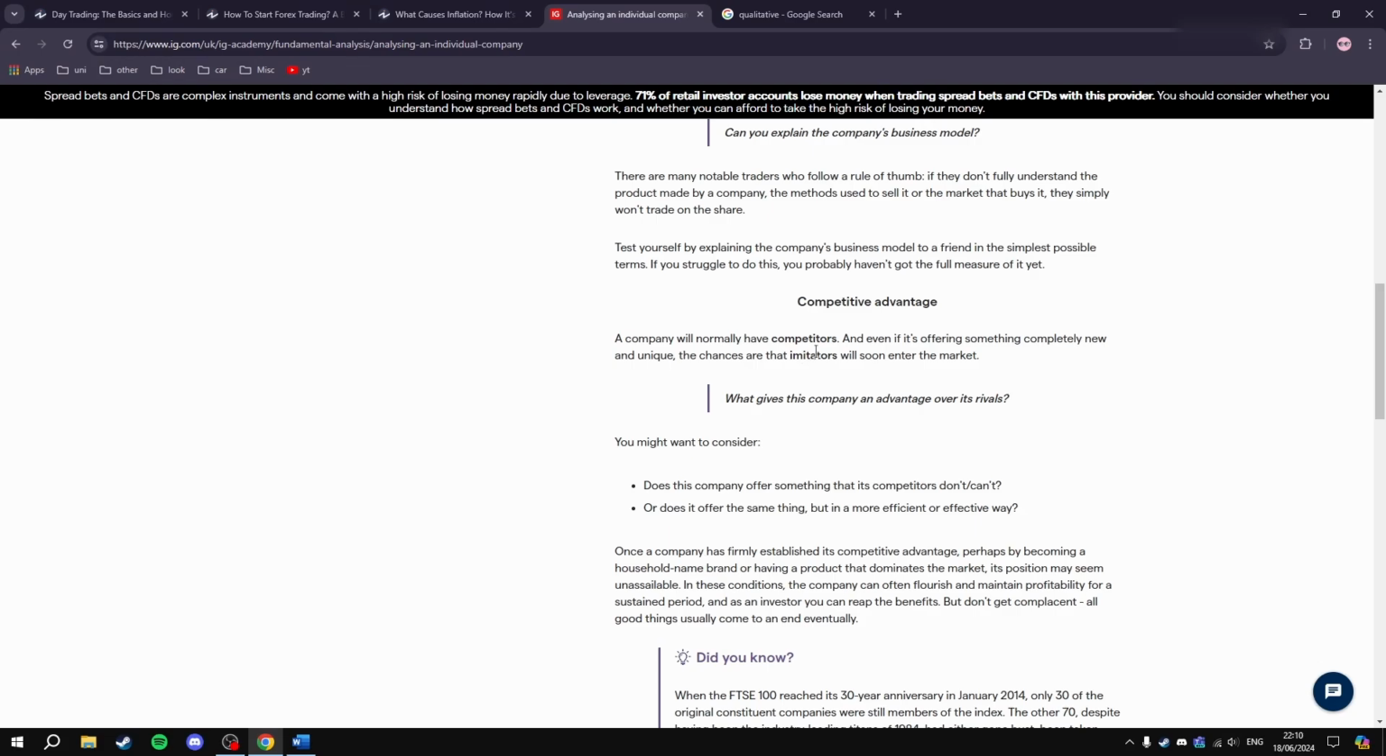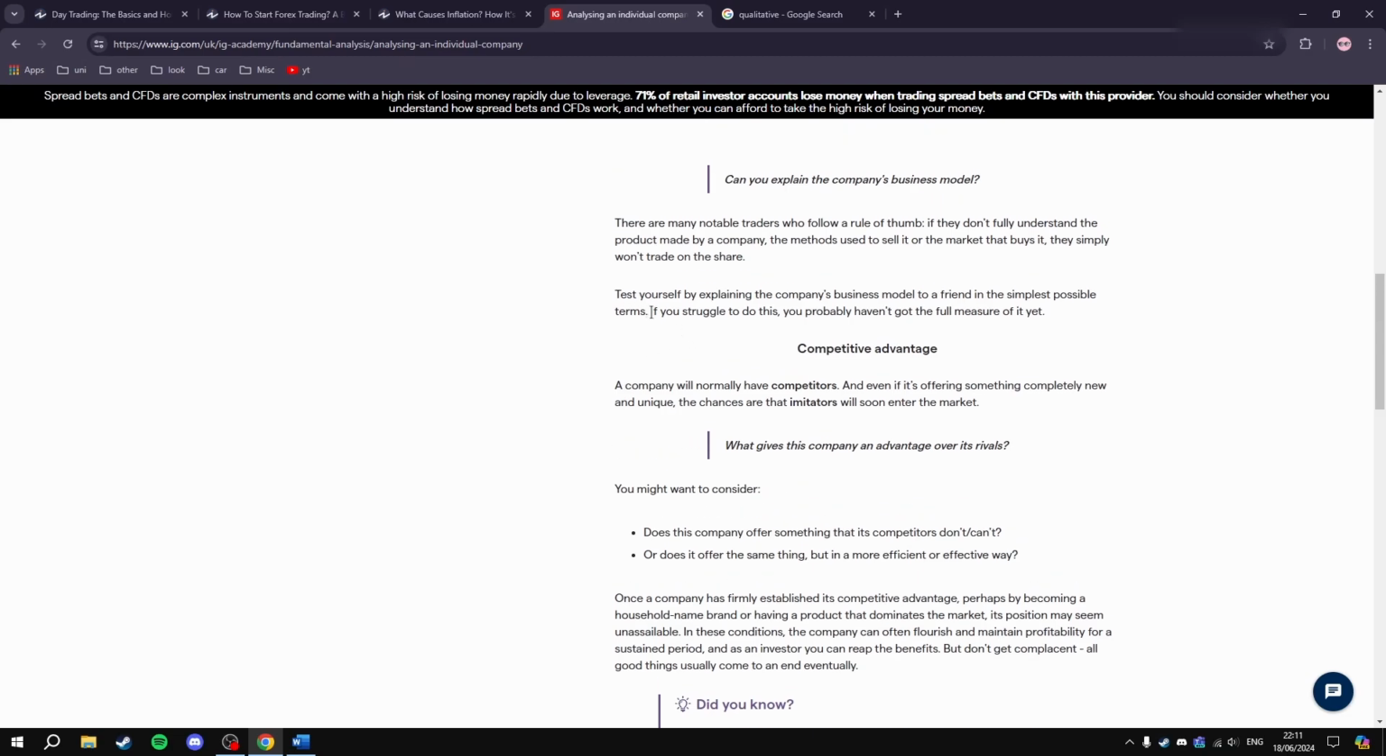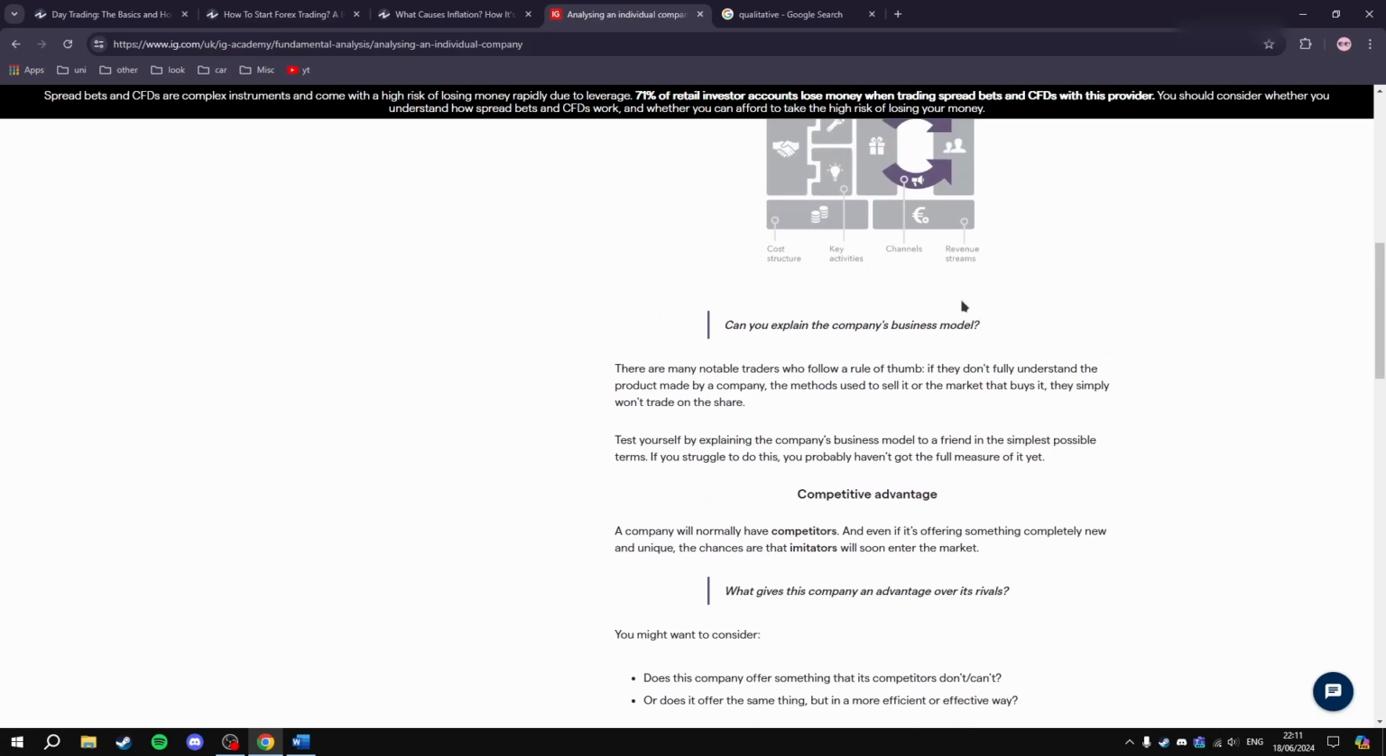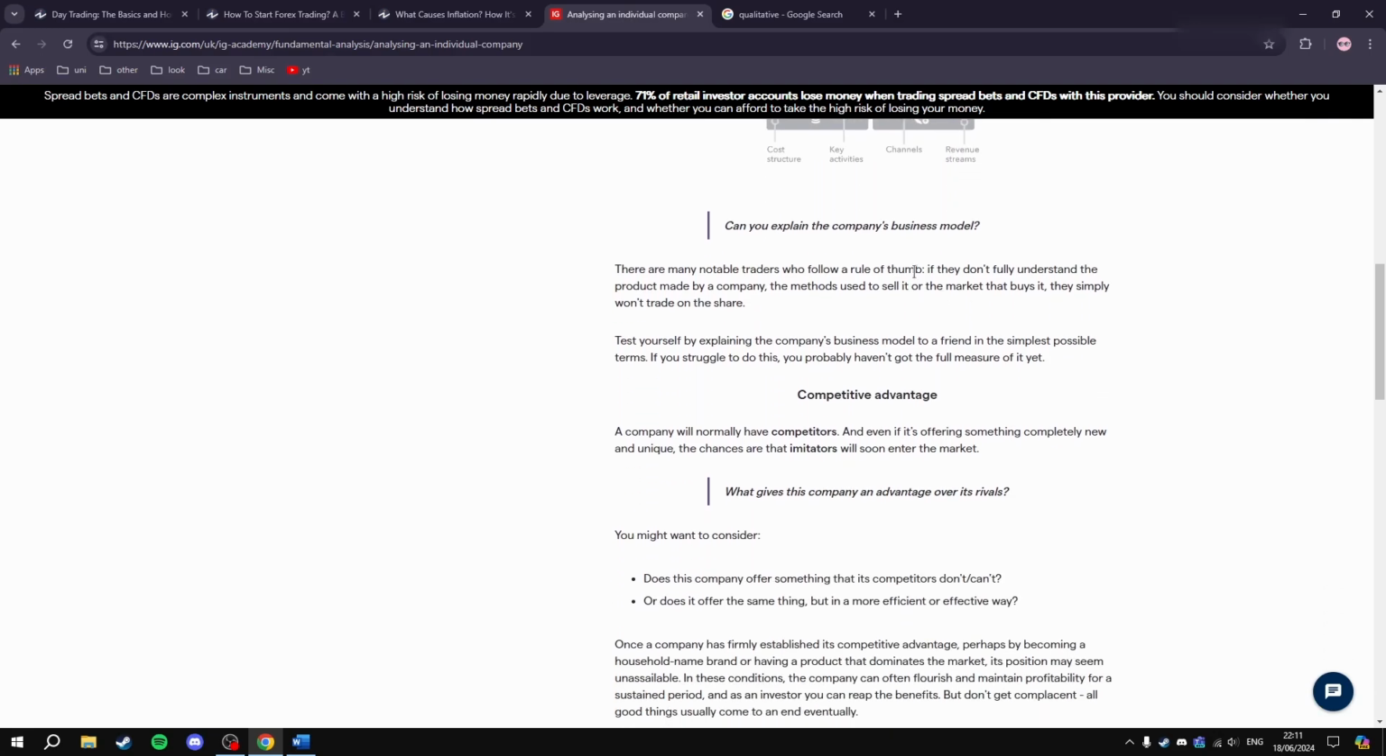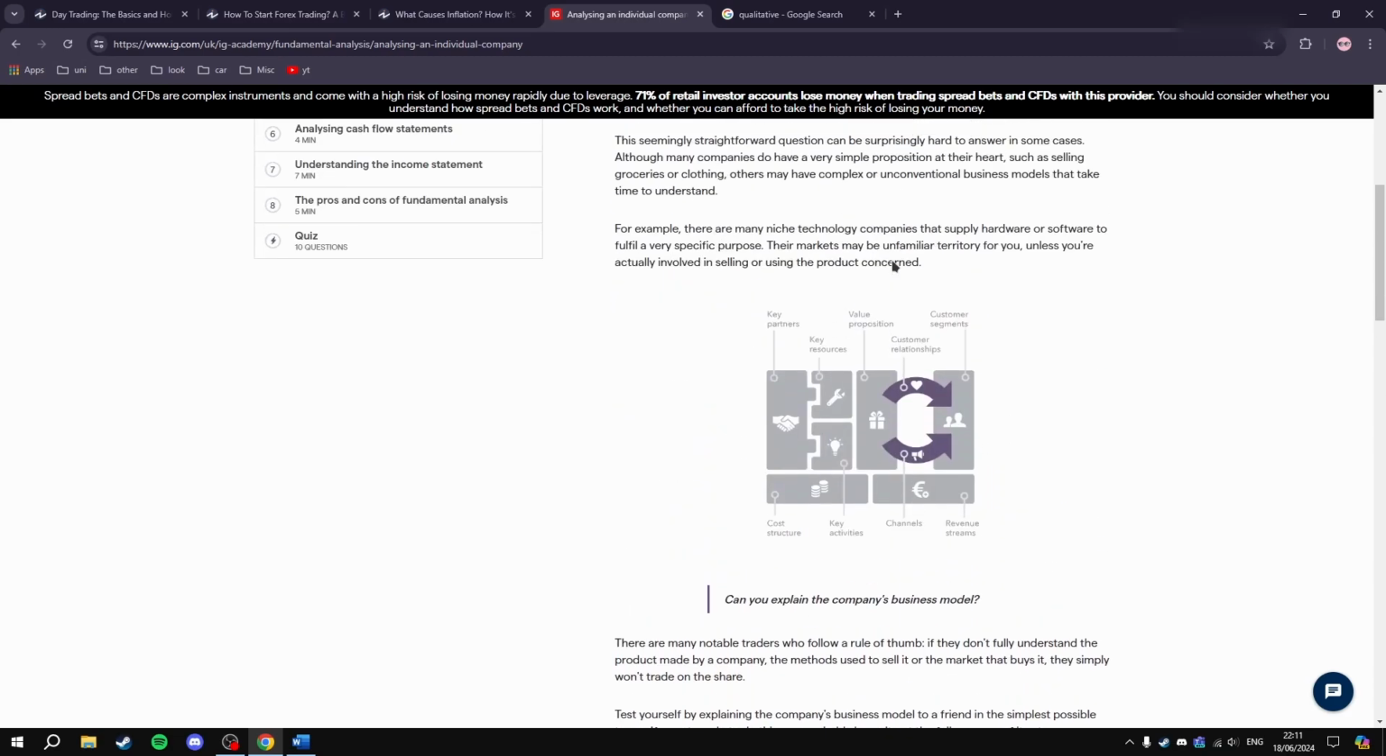There are many notable traders who follow a rule of thumb. If they don't fully understand the product made by a company, the methods used to sell it, or the market that buys it, they simply won't trade on the share. Test yourself by explaining the company's business model to a friend in the simplest possible terms. If you struggle to do this, you probably haven't got the full measure of it yet.